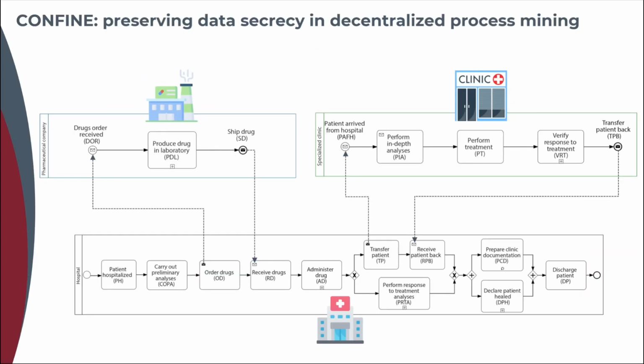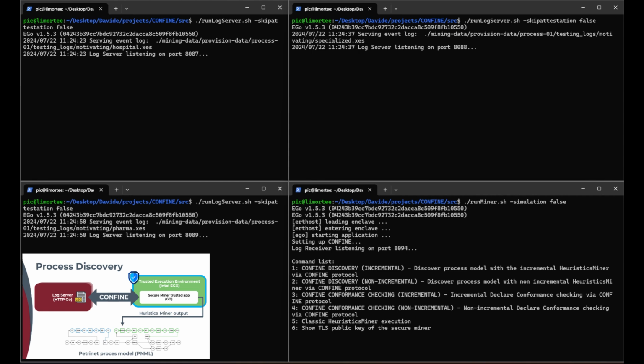To showcase the capability of CONFINE, let's consider a setting with 3 provisioners collaborating in this process model. Let's see how to execute process discovery and conformance checking in this scenario using our CONFINE prototype. In the bottom right corner, we have a secure miner running in a TEE, while the rest of the terminals are associated with the 3 log servers of our example.